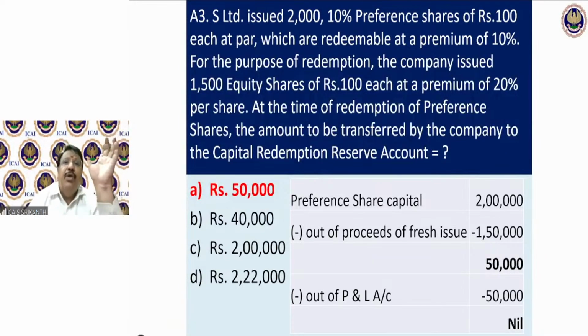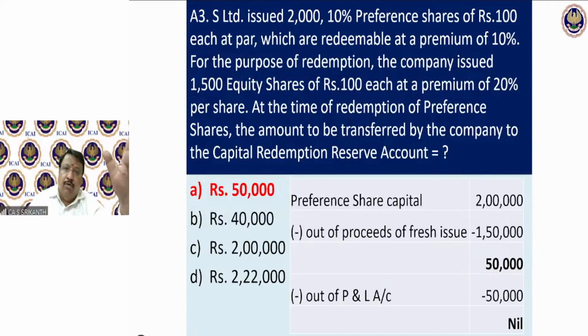What is the nominal value? 2,000 shares. Out of that, you are issuing fresh equity shares: 1,500 into 100, 1,50,000. So the balance 50,000, not covered by the proceeds of the fresh issue, would have been out of profits. That amount would have come out of the P&L account, so that amount should be transferred to the Capital Redemption Reserve account. I'll repeat: whenever you are redeeming preference shares out of profits, the nominal value of the preference shares redeemed out of profits should be transferred.